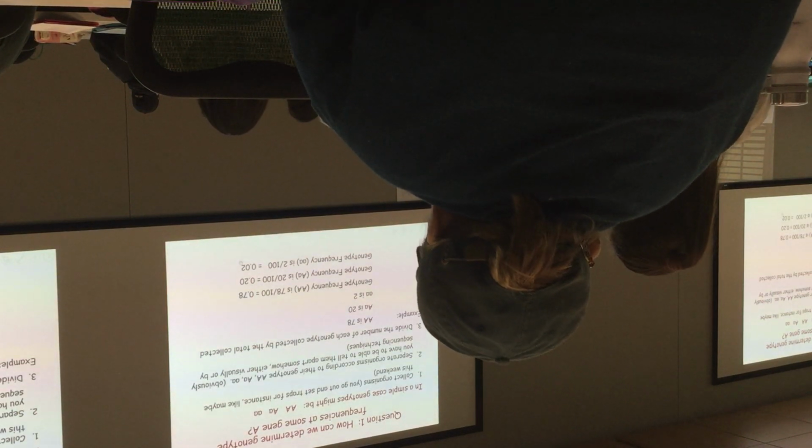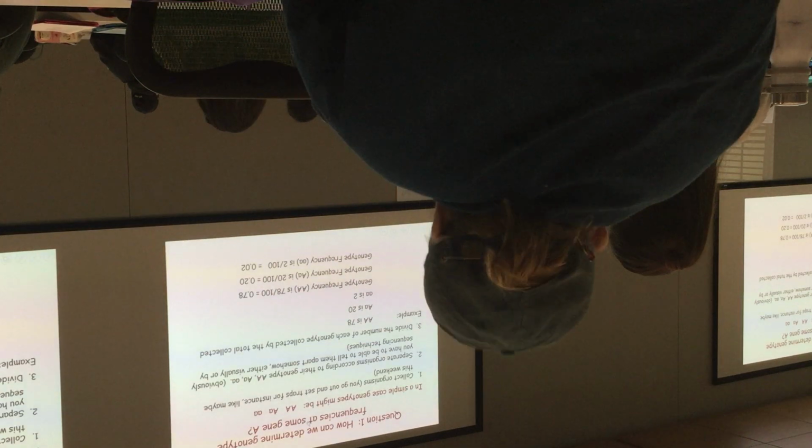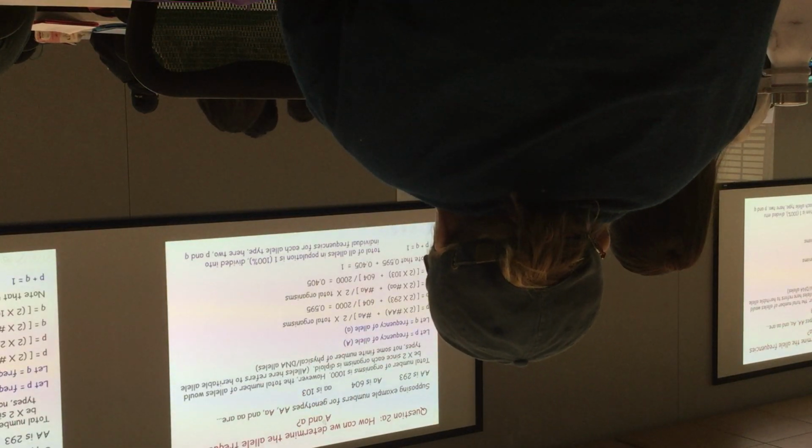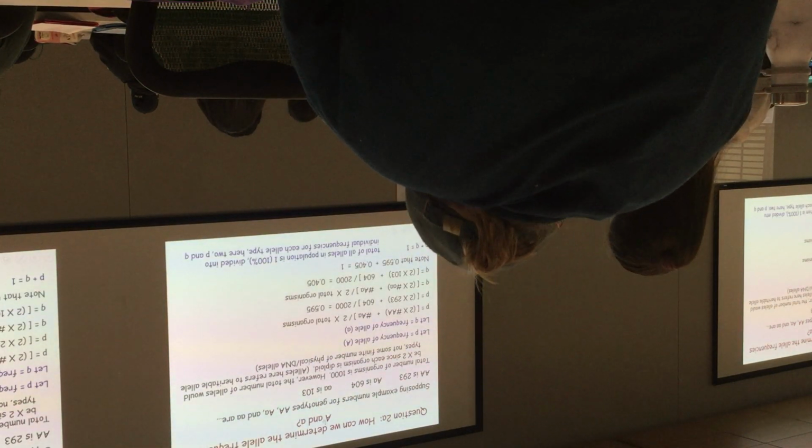So the frequency of these plus the frequency of these plus the frequency of these ought to be 100%, or a value of 1. So that's a simple check on it. Okay, genotype frequency. What about allele frequencies? Allele frequencies we can do a couple different ways.